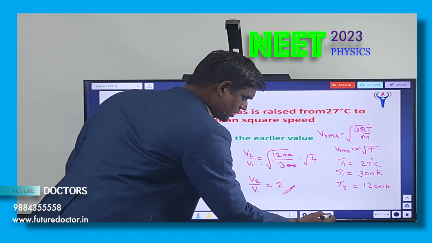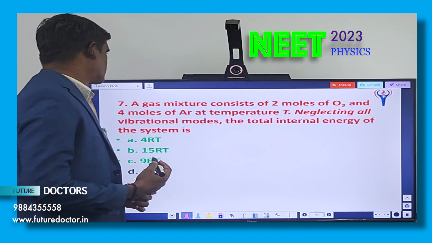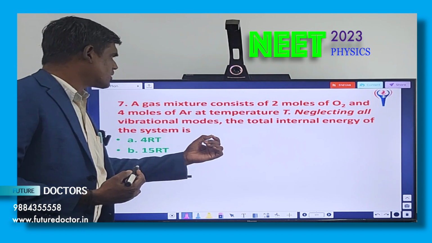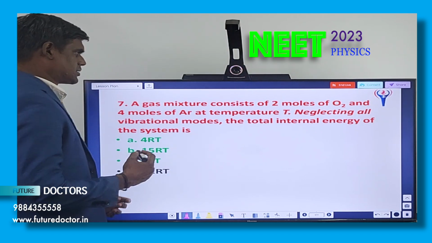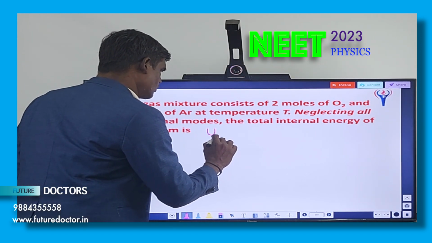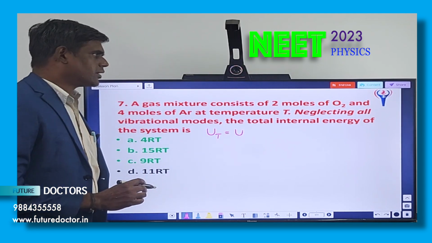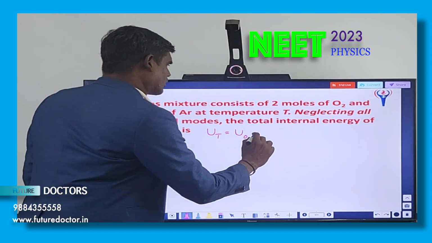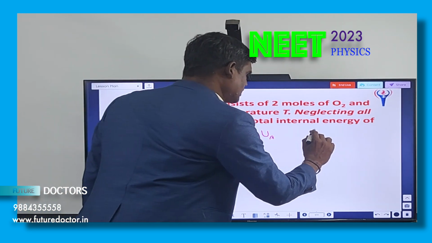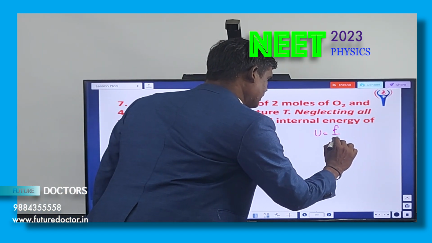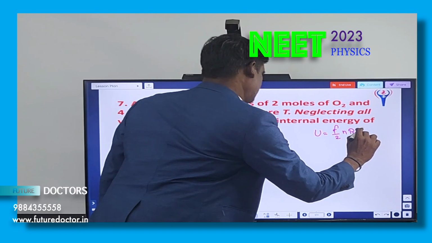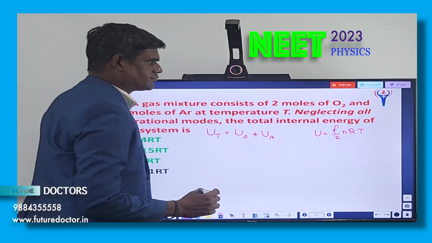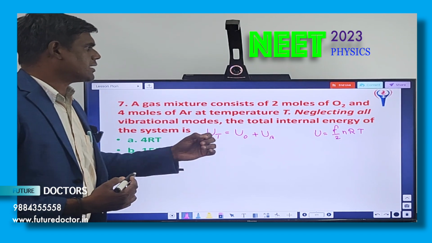Let's move to the last question. A gas mixture consists of 2 moles of oxygen and 4 moles of argon at temperature T. Neglecting all vibrational modes, the total internal energy of the system is dash. Total internal energy U_T equals the sum of the internal energy of oxygen U_O plus argon U_A. The formula for internal energy is U equals f by 2 nRT, where f is the number of degrees of freedom and n is the number of moles.